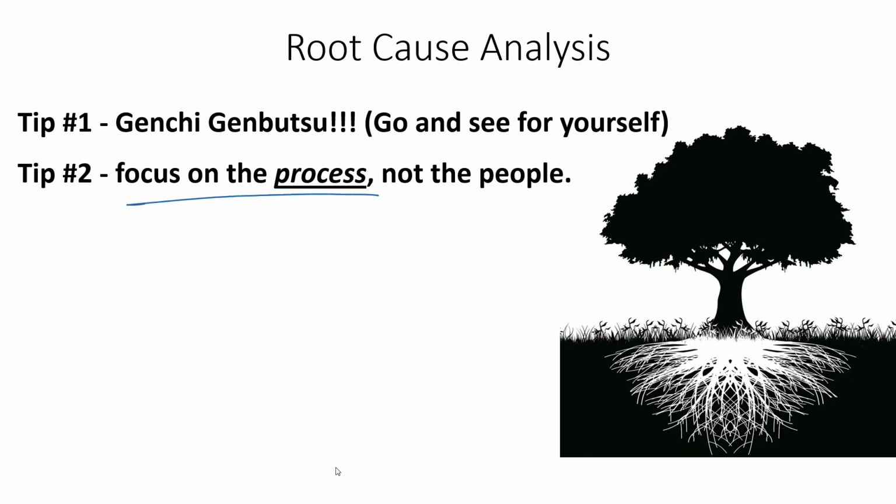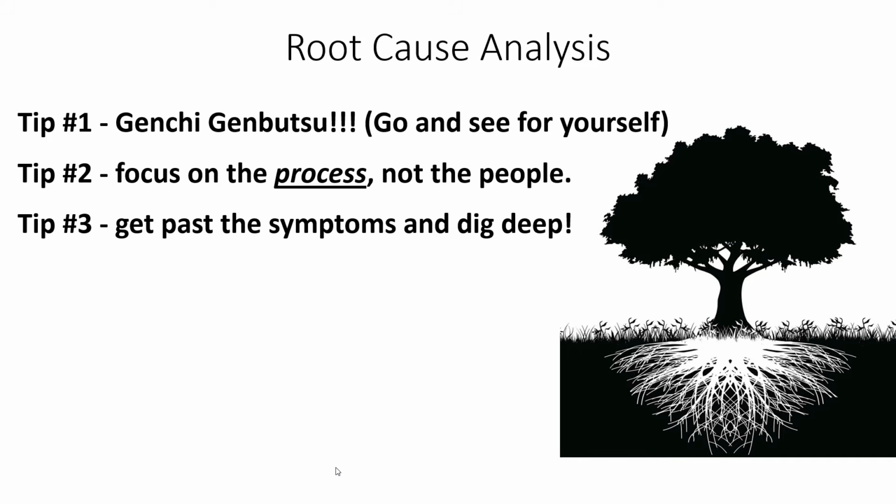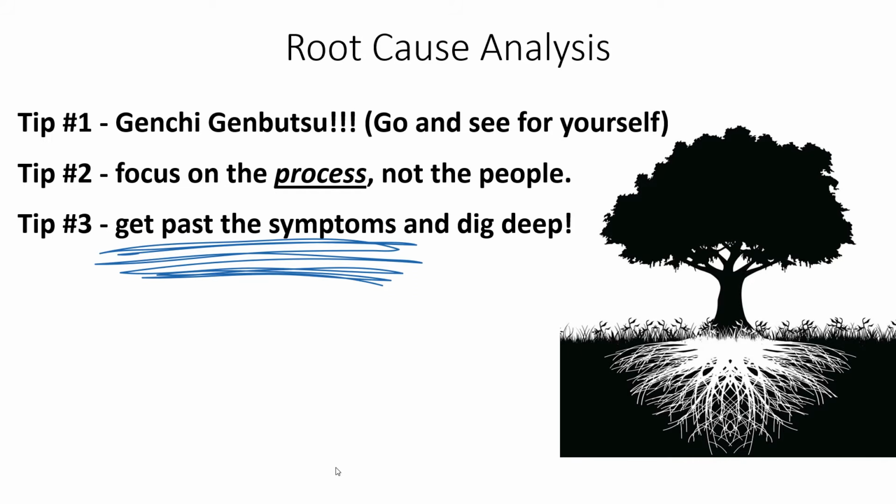Tip number two is to focus on the process, not the people. When problems occur, I think a lot of bad root cause analysis tends to blame people. And I think it's really important as quality engineers and continuous improvement professionals to focus on the process. And then tip number three, and this again goes back to root cause, is make sure you're getting past the symptoms to truly understand the root cause.